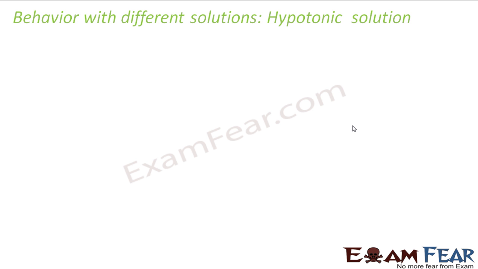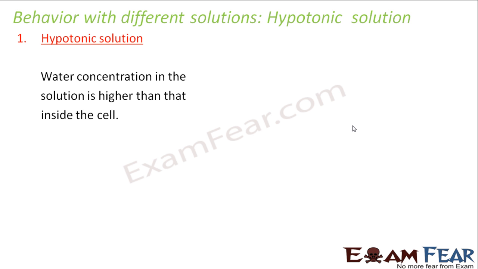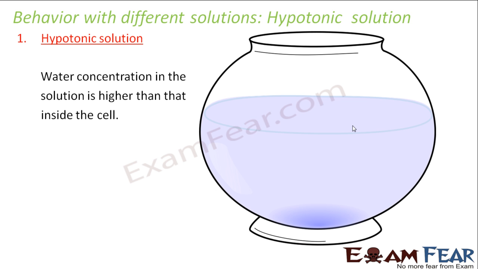So let us first look at the behavior with a hypotonic solution. Now what is a hypotonic solution? A hypotonic solution is a solution where the water concentration in the solution is higher than that inside the cell. Right? So that means the concentration of water in the solution is more than that inside the cell. So let us suppose this is my hypotonic solution.